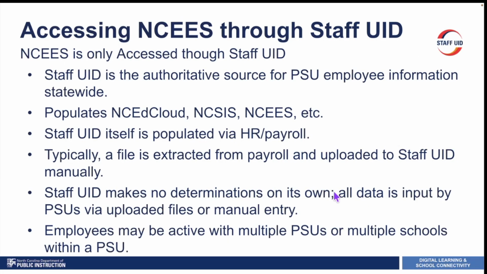And not everyone has access to NCEES. Sometimes you have a budget code that does not allow you to access the system. And so in order to access it, your PSU does have to make sure that you have a budget code that provisions access. And Staff UID is the authoritative source for employee information. It's the authoritative source for NC Cloud, for NCEES, etc.